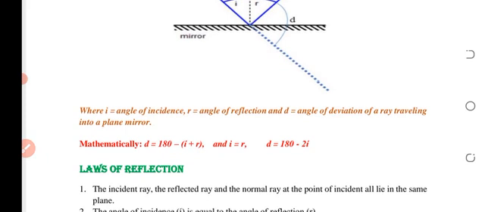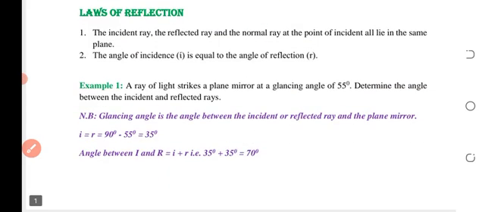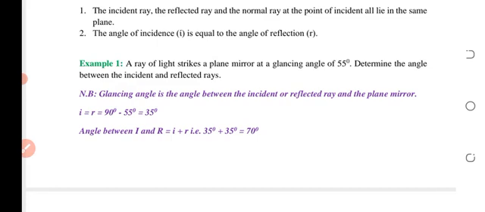So considering that, we can quickly derive the equation for the angle of deviation d. That is, if the three of them are on a straight line, d will be equal to 180 minus the sum of I and R. And as long as I and R are equal to each other, we can have this equation here. In case you are asked to calculate the angle of deviation for a ray striking a plane surface, you can make use of this formula.